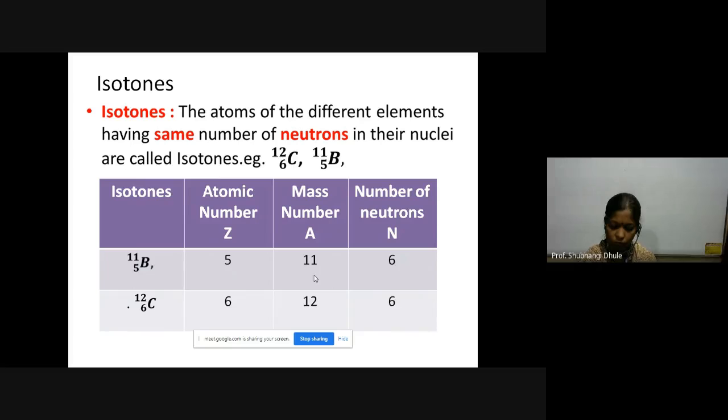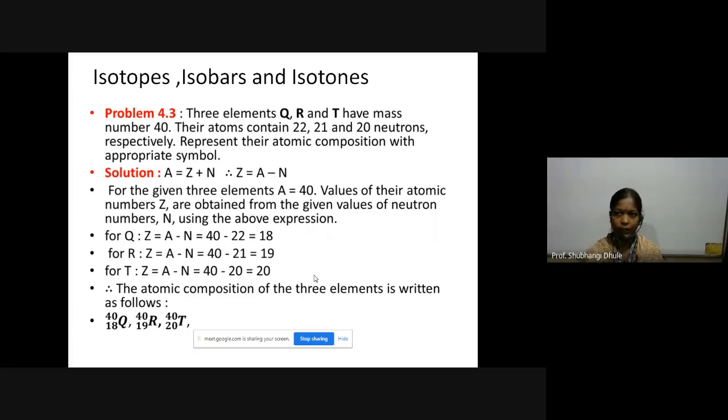Okay, now we'll go to the next one, problem 4.3. It is in your textbook. I'm going to explain this so that you can understand how to solve the problem. There are three elements Q, R, and T, and they have the mass number 40. Their mass number is the same, that is 40, and their atoms contain 22, 21, and 20 neutrons respectively. You have to represent their atomic composition with an appropriate symbol.